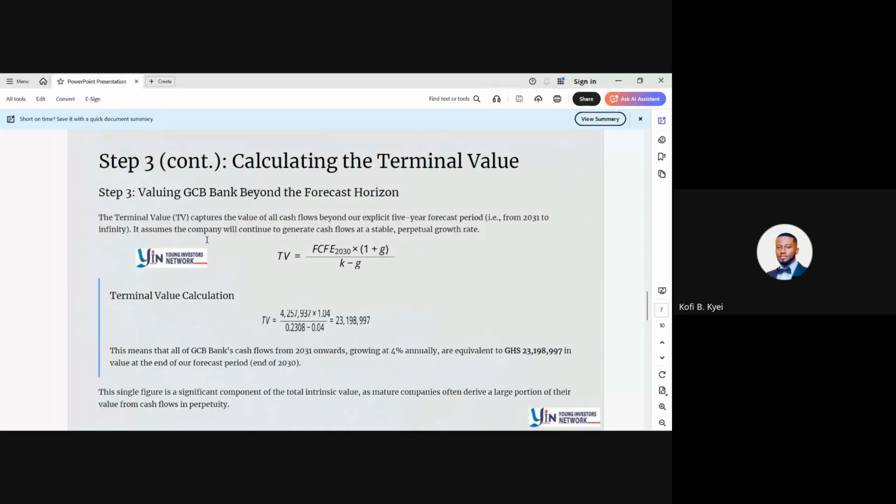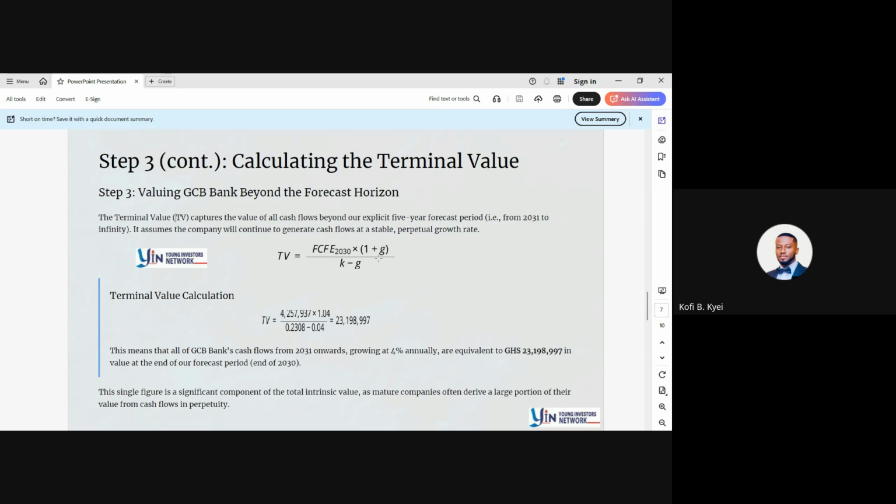So the terminal value captures the value of all cash flows beyond the explicit 5-year forecast period. So now this terminal value is going to do from 2031 to forever. It assumes the company will continue to generate cash flows at a stable perpetual growth rate. Let's pay attention to these words. Assumes. So, assumptions. Now, this is the formula.